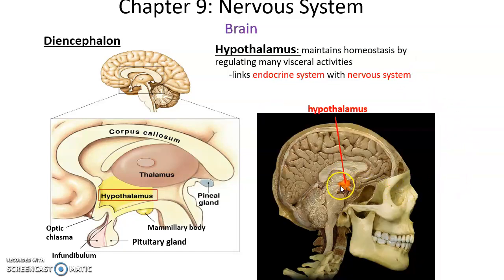Then we have the hypothalamus, the beak of the seahorse. The hypothalamus has a lot of important functions because it helps to maintain homeostasis by regulating our visceral activities. So it helps to maintain that stable internal environment by controlling many of the processes of the glands and organs. And it also is a link to the endocrine system. So the nervous system and the endocrine system are linked together via the hypothalamus.